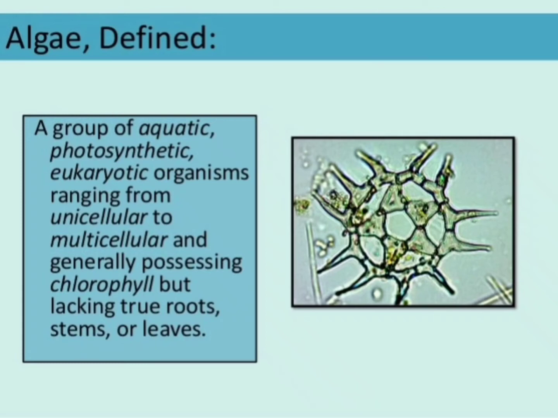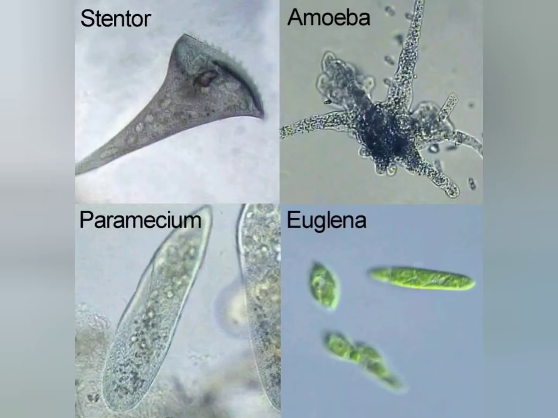Algae, a group of aquatic photosynthetic eukaryotic organisms ranging from unicellular to multicellular and generally possessing chlorophyll. That's why they are autotrophic in nature, but lacking true roots, stem or leaves. That's why they are a very primitive kind of plants, you can say. Example, Chlamydomonas, Spirogyra, Volvox, etc.